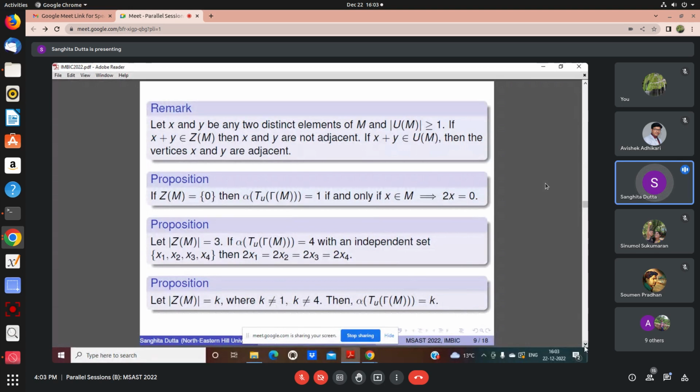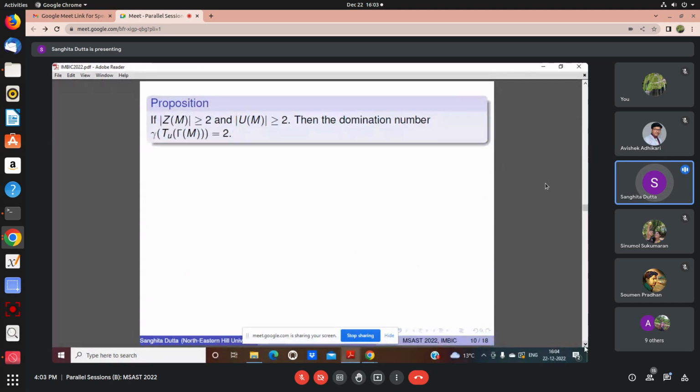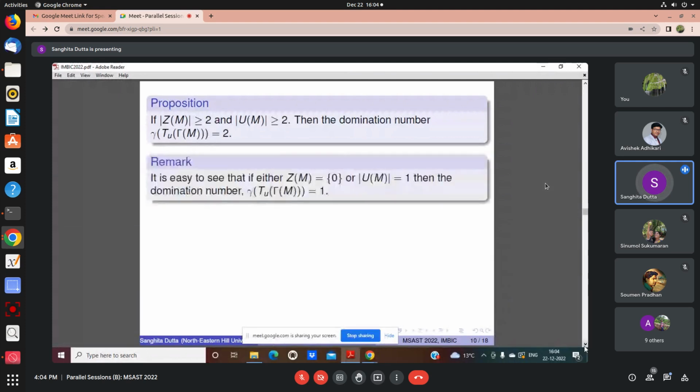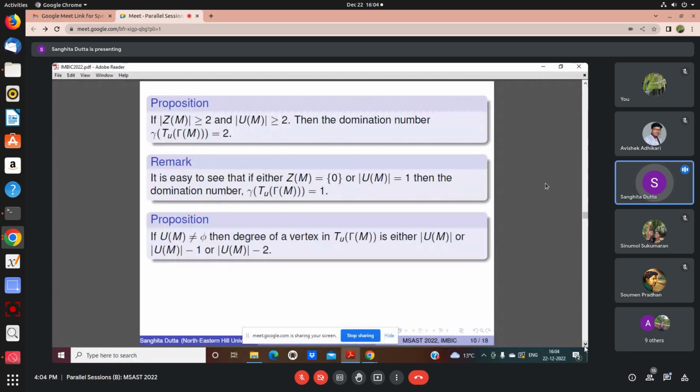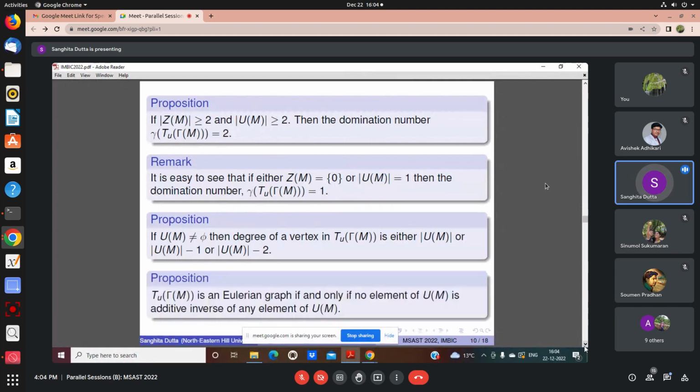If the cardinality of Zm is greater than or equal to 2 and the cardinality of Um is greater than or equal to 2, then the domination number gamma of Tu gamma M is 2. And it is easy to see that if Zm is 0 and the cardinality of Um is 1, then the domination number of Tu gamma M is equal to 1. If Um is non-empty, then the degree of a vertex in Tu gamma M is either the cardinality of Um, or the cardinality minus 1, or the cardinality minus 2. Tu gamma M is an Eulerian graph if and only if no element of Um is the additive inverse of any element of Um.